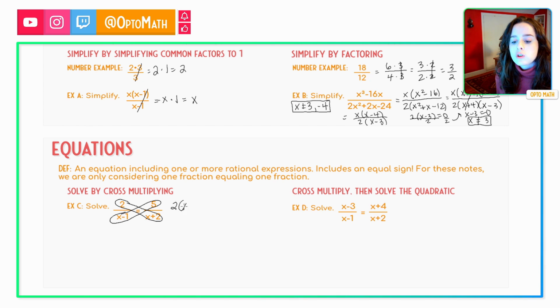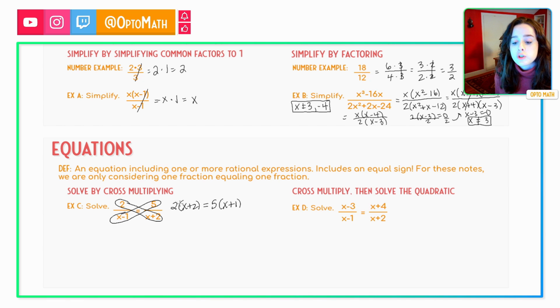2 times x plus 2. Notice I'm putting the x plus 2 in parentheses because it is a binomial. It's not just a monomial, which means one term. It does have two terms. So we want to make sure we put it in parentheses so we show that 2 is going to be eventually distributed. Now that equals 5 times x plus 1, again in parentheses.